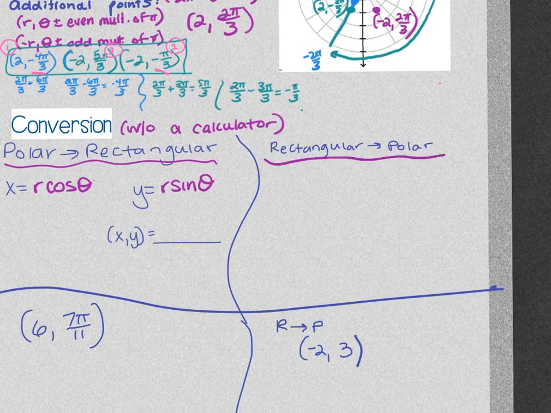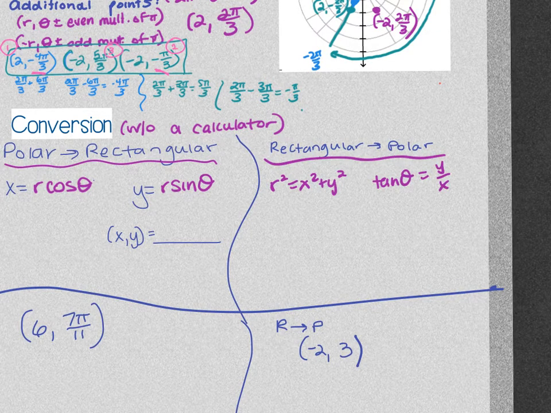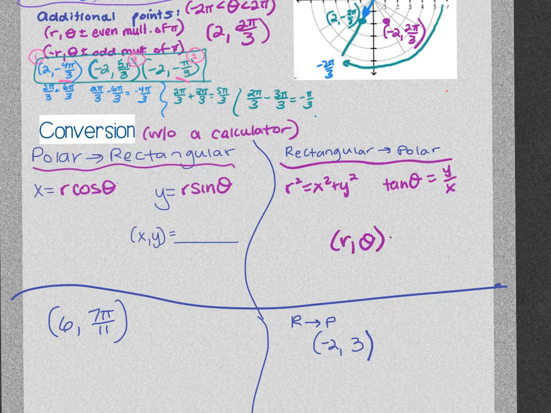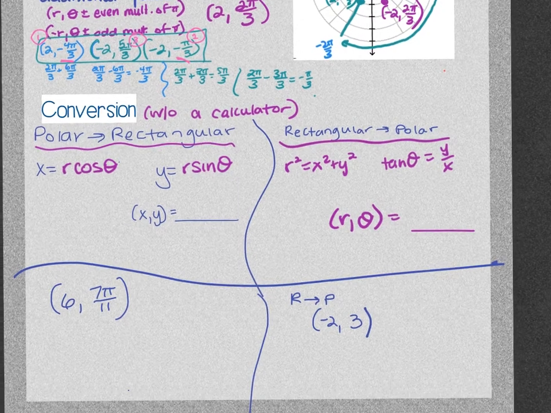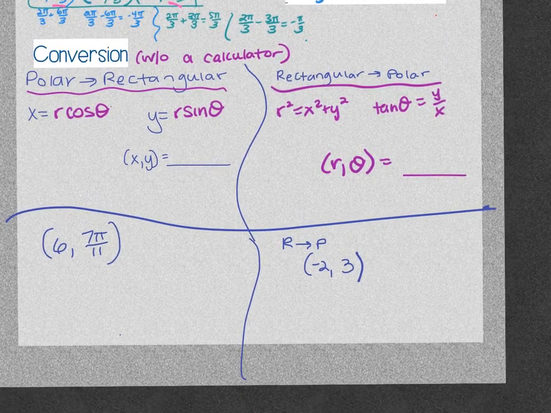If it's rectangular to polar, then my r squared equals x squared plus y squared, and my tan theta equals y over x. And my answer is going to be r theta, whatever that coordinate point is. So here's an example. 6 and 7 pi. Oh, this is not unit circle based. So let's make this 4. Let's make this unit circle based so we can see what that looks like. And then we'll go back on the next slide and do it with a calculator.